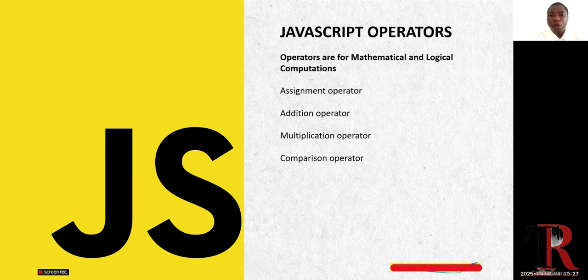Then we have the comparison operator. Comparison operators are mainly for making logical decisions when it comes to testing things out in your code. For example, if you have two numbers and you want to weigh which one is greater or which one is lesser, or you want to compare whether they are both equal to each other, you make use of a comparison operator. So in the next lesson, we'll be taking a deep dive into each of these operators to see how they work in JavaScript.